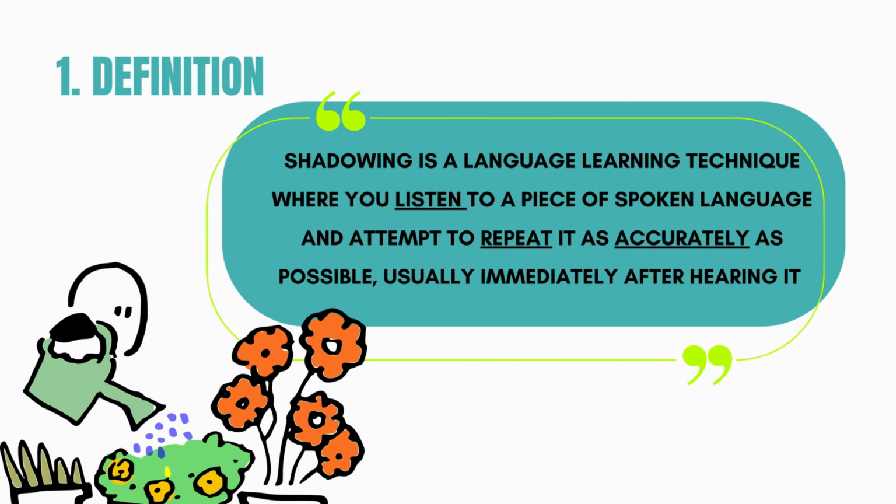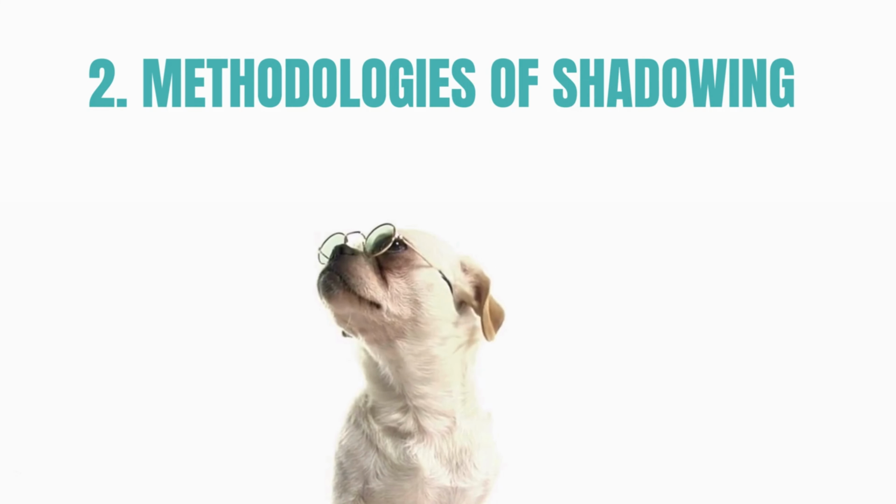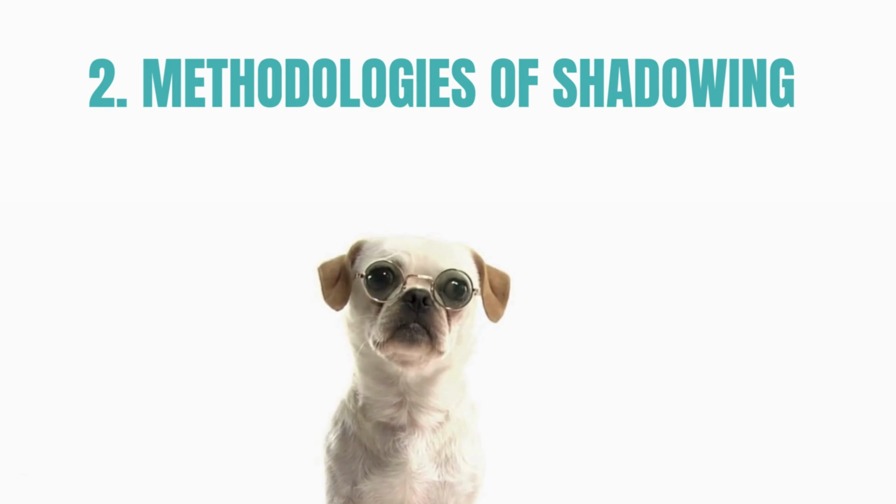Let's start with a definition. Shadowing is a language learning technique where the learner listens to a piece of spoken language and attempts to repeat it as accurately as possible, usually immediately after hearing it. Several approaches can be employed to effectively use shadowing in learning English.